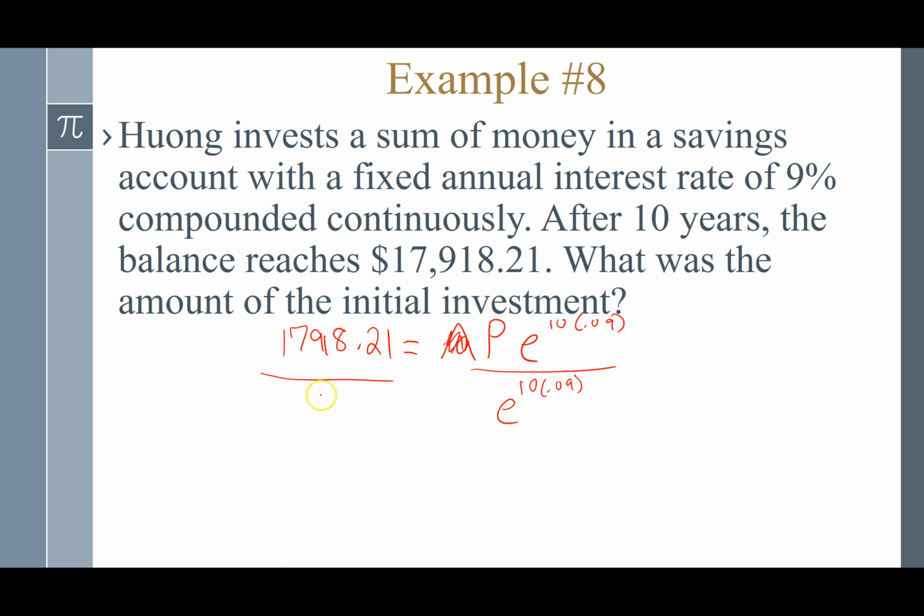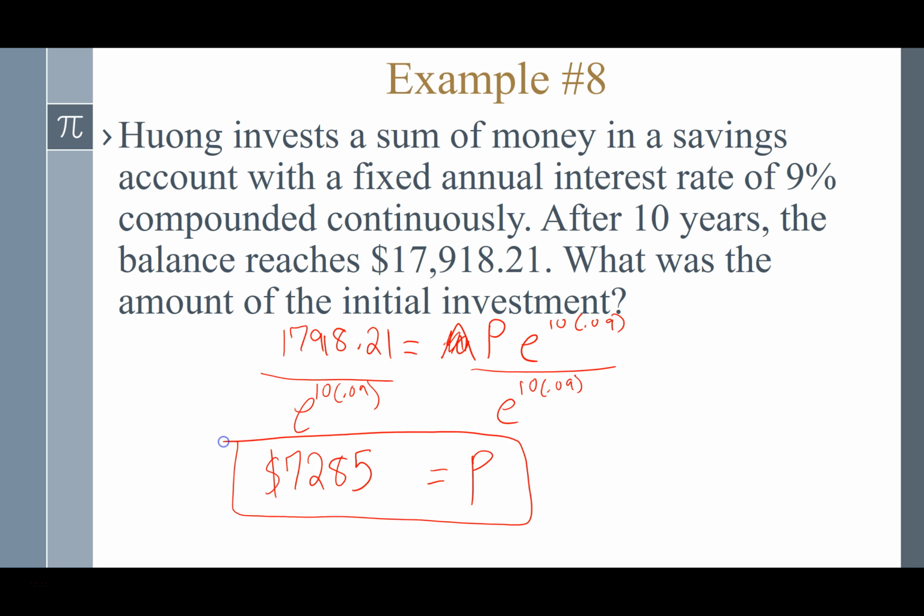There's no need to go through any other interesting stuff. There's no need to rewrite an exponential or that kind of stuff. We just divide by the exponential part. So 17,918.21 divided by e to the 10 times 0.09. And we're going to get 7,285.00, so $7,285. There we go. There's our initial investment.